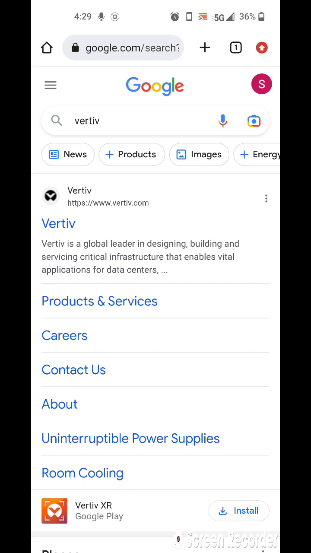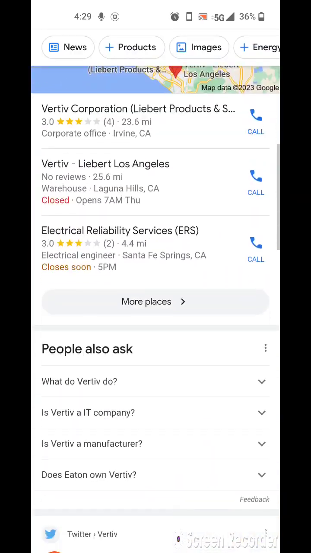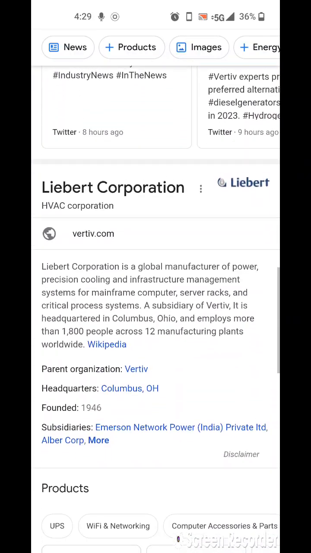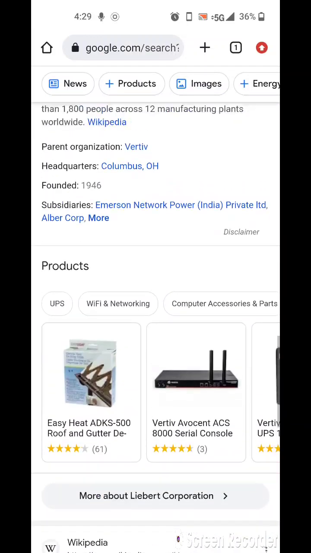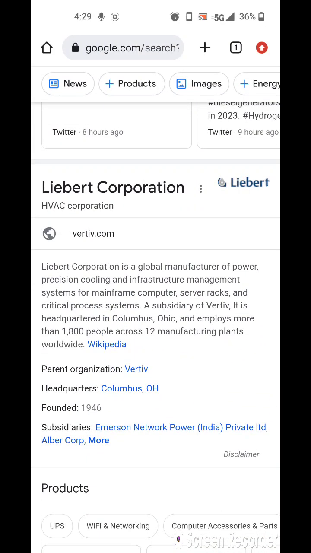Okay, now listen to me. This Vertiv is really important. It's not just Vertiv, all right? Okay, and look, Liebherr Corporation is a global manufacturer of power, all right? This is backup power supply on a grand scale. You guys, these are connected to the internet as well. These backup power supplies can go on for hours if a big crash happens.